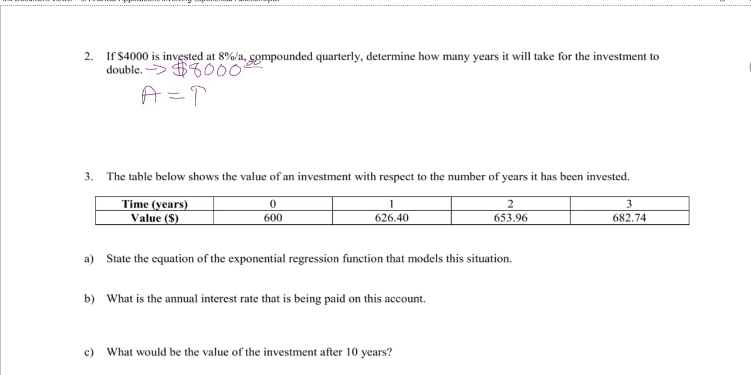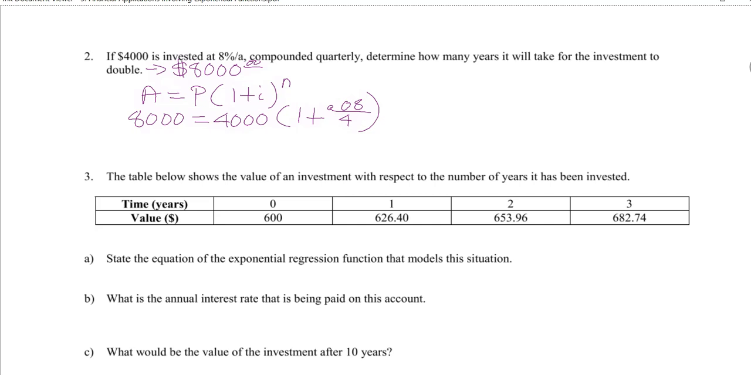Okay, got our formula. A is P(1 plus i) to the n. I'm just going to write the formula down because we're doing something we haven't done before, right? And then we're going to substitute into the formula. So how much do we want to end up with? 8,000. How much did we start with? 4,000. What's our interest rate? 0.08. And it's compounded quarterly, right? So we have to take our interest rate, 1 plus 0.08 divided by 4.